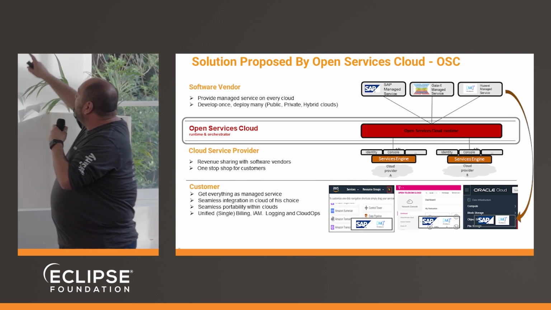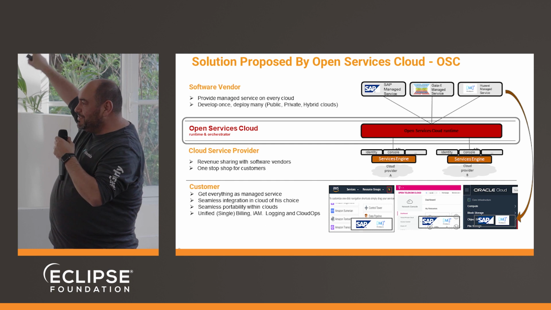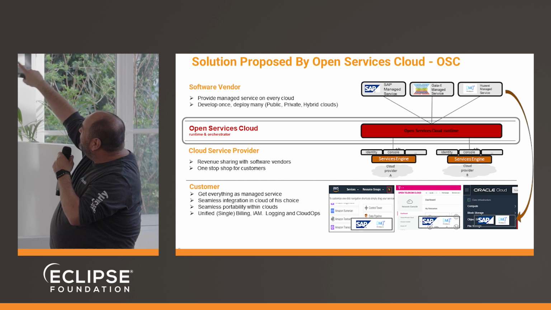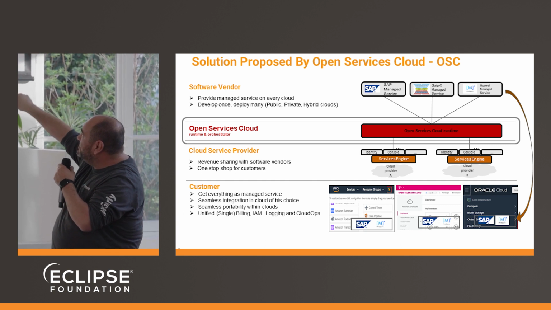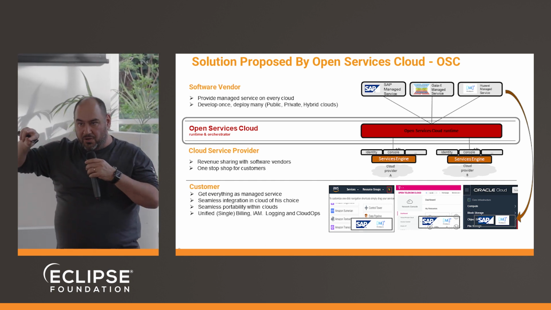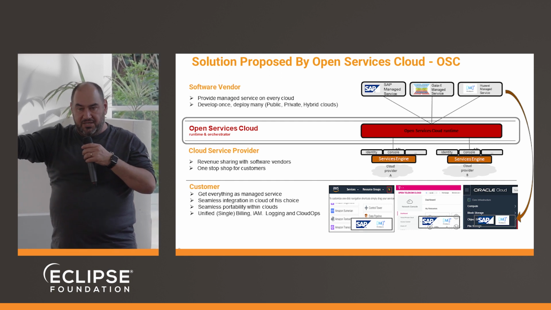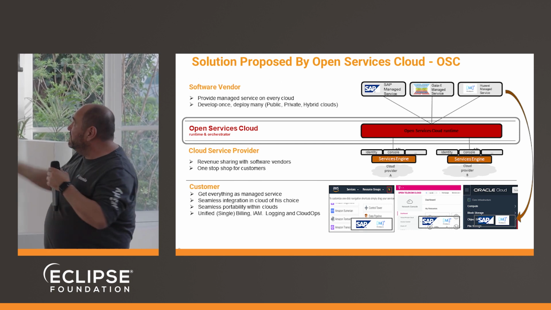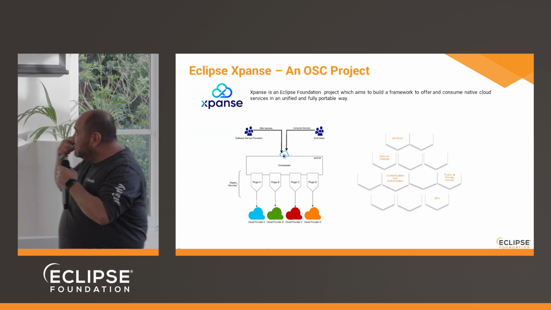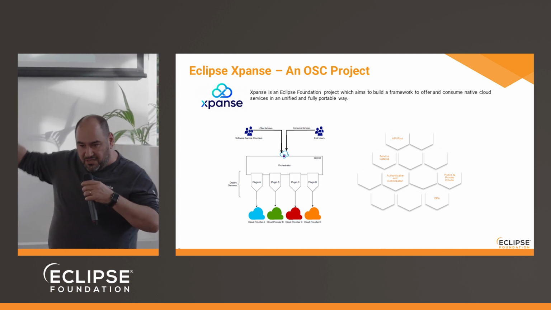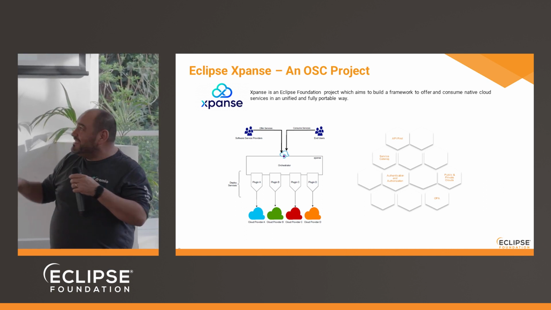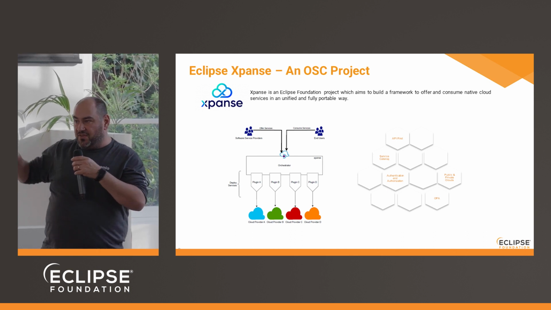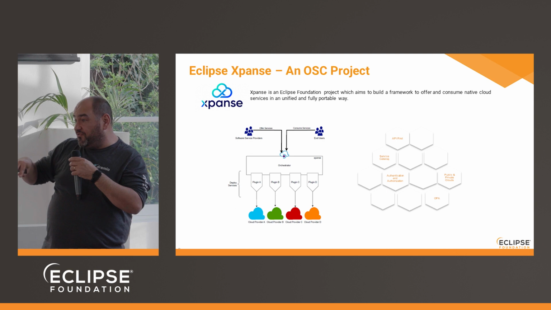And so you can see in the middle the red box, so the colors are not so perfect. This is the red box, which is basically this framework that translates what we describe to something that a cloud service provider can actually run. So that's exactly Open Service Cloud. And so the first part of Open Service Cloud is the global idea, and Xpanse is the first project in this ecosystem. So the first project is Xpanse as a framework.